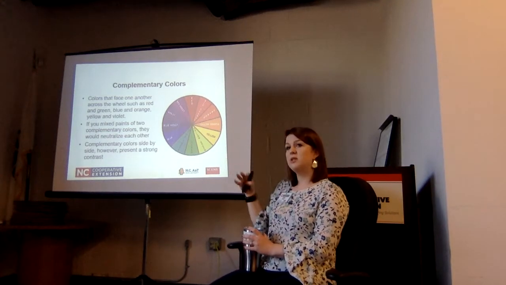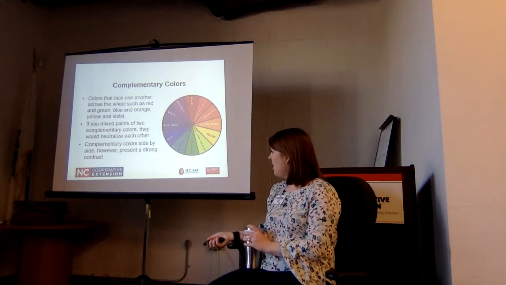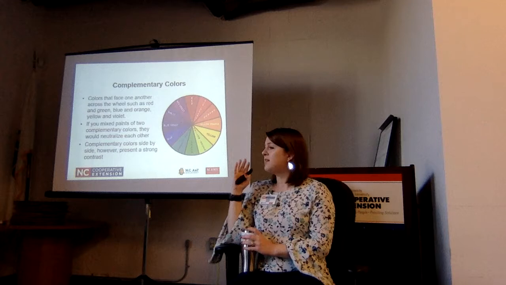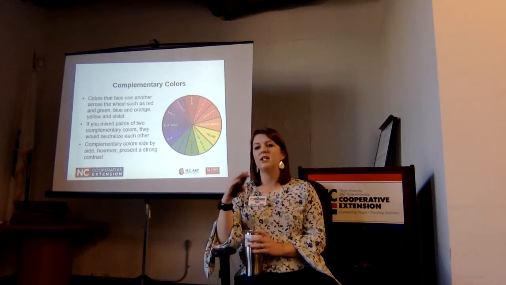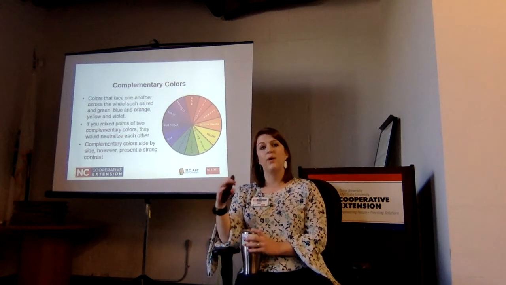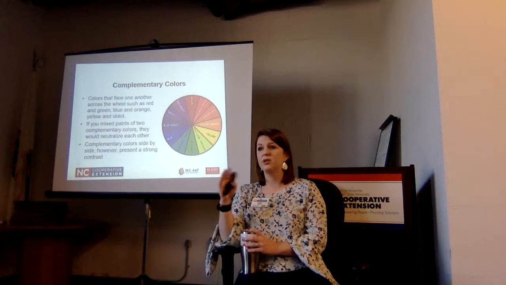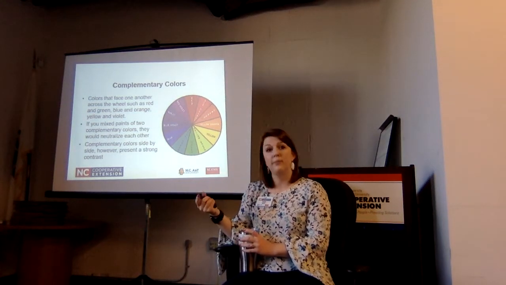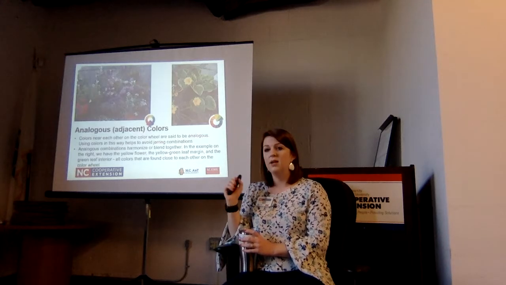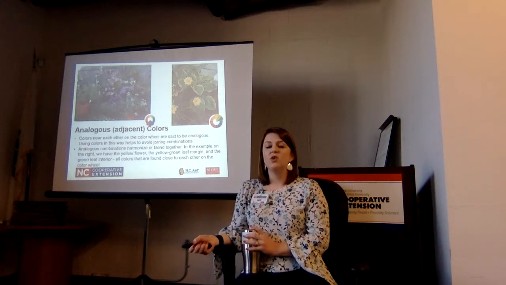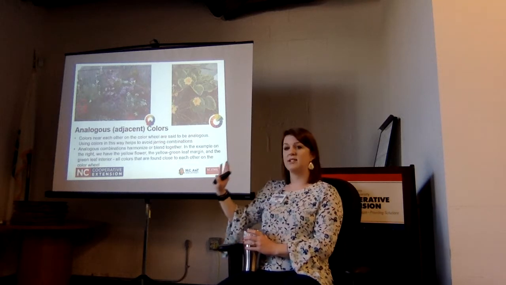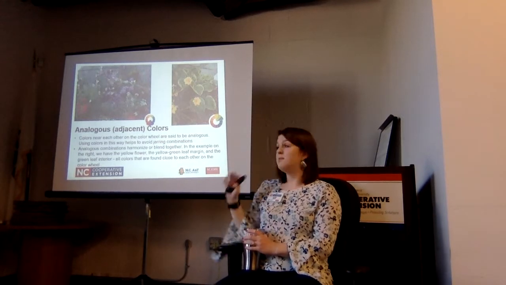Complementary colors are across from each other on the color wheel. When they're side by side, they present a strong contrast. They work well together, but they contrast each other pretty strongly. So if that's an impact you're going for in the landscape, complementary colors may be what you want to go with. And then you've got analogous or adjacent colors, which are colors that are all side by side on the color wheel.